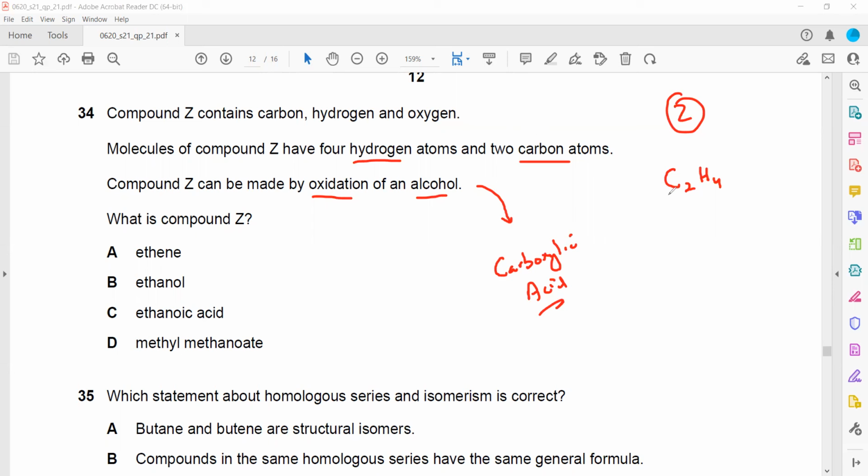And this compound contains 2 carbon atoms. It has oxygen as well. There is oxygen, but they did not specify how many oxygen atoms. But it has oxygen, and it is formed by oxidation of alcohol. So compound Z should be a carboxylic acid. So which one is the carboxylic acid? C is the carboxylic acid.